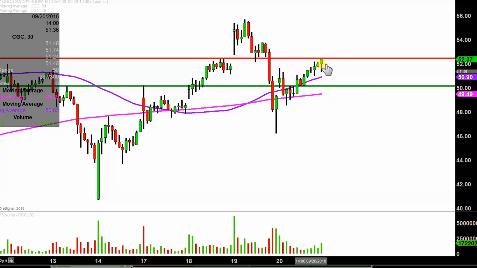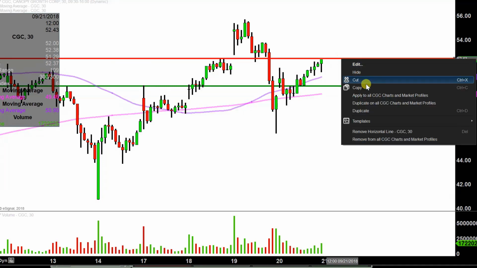I don't know. But if the price does open up above 52.40, then that same rule applies. That would imply that the level of resistance has been broken, and because of that, it would then become the near-term level of support. But as it stands right now, that is still considered a level of resistance.